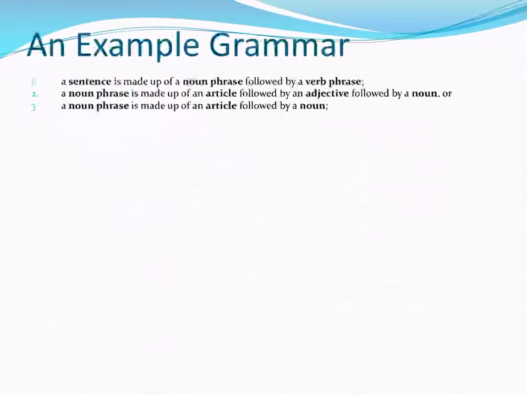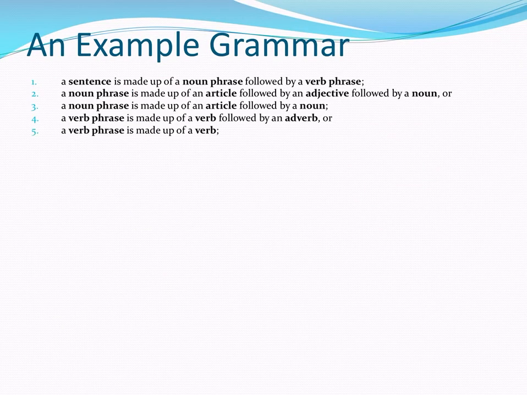Now I've got to produce some verb phrases. A verb phrase is a verb followed by an adverb, or it's just a verb. And then an article is "a", or an article is "the". And now we start to see non-bolded items. You'll notice that these are what will be called terminal symbols. They never get replaced by anything. All the bold items are going to be replaced by something, but the italicized ones will not.